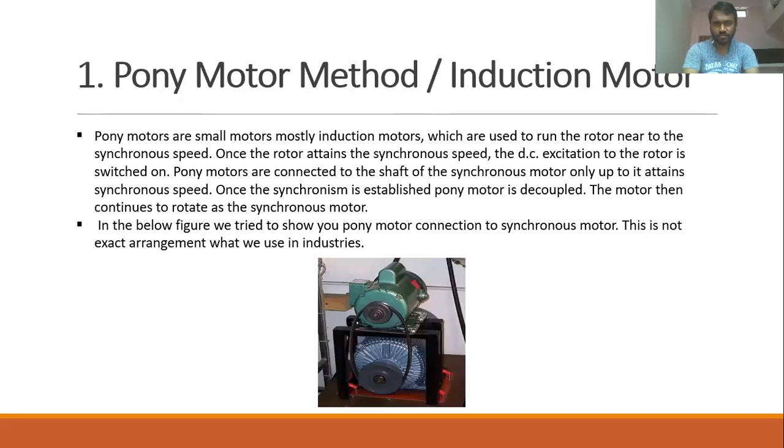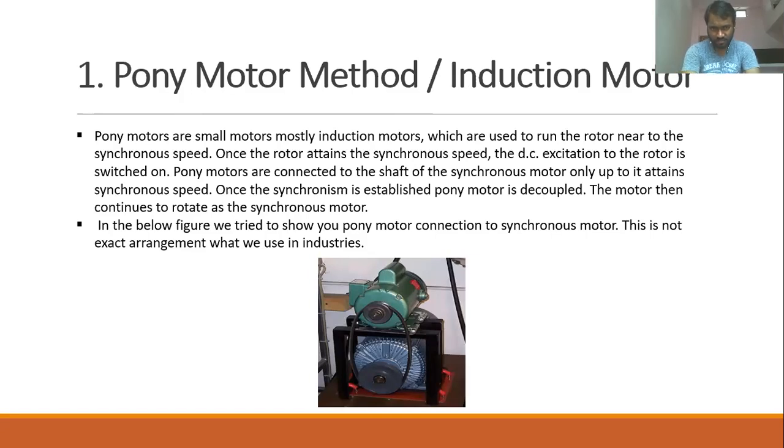The first one is the pony motor method, or induction method. These are small induction motors where the number of rotor poles is less than the synchronous motor poles: pony motor poles equal synchronous motor poles minus 2. This is the relation which I remember, but we need to cross-check this.